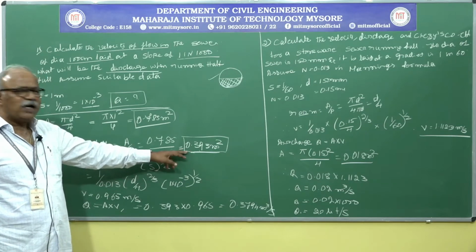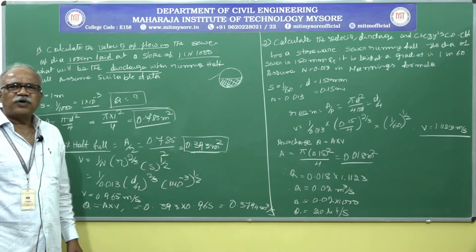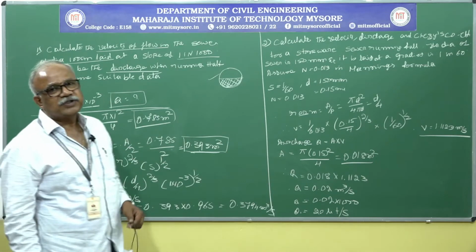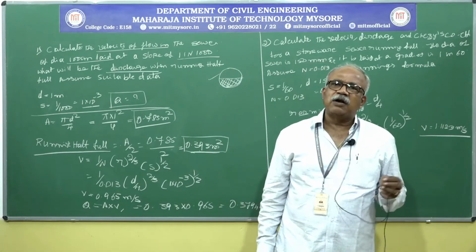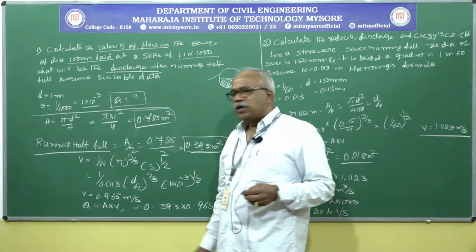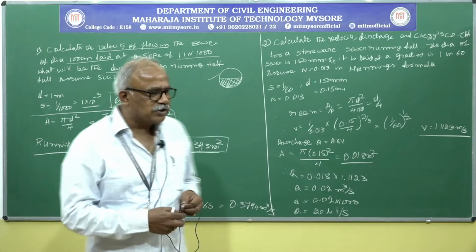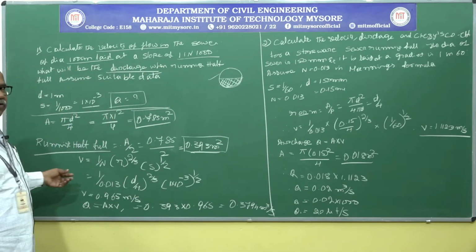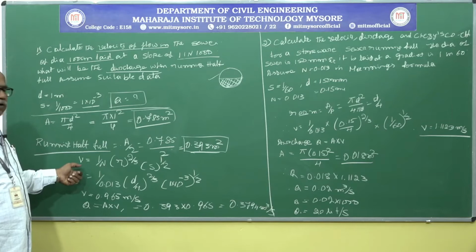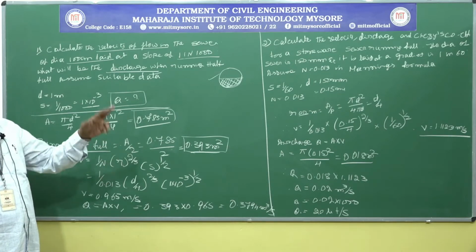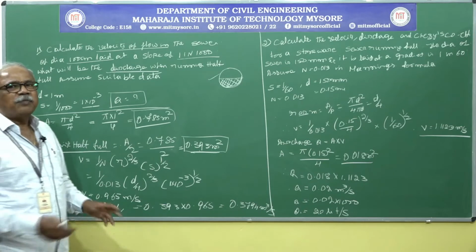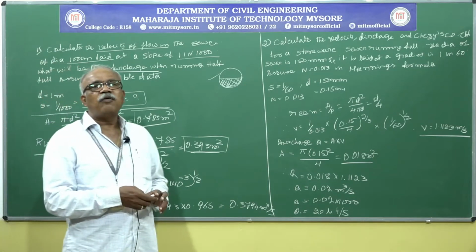After calculating this area, next we can use Manning's equation. In the last class we discussed this Manning's equation. According to Manning's equation, V is equal to 1 by N into small r to the power of 2 by 3 multiplied by S to the power of half.